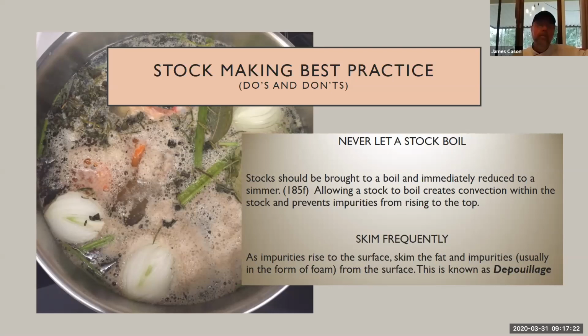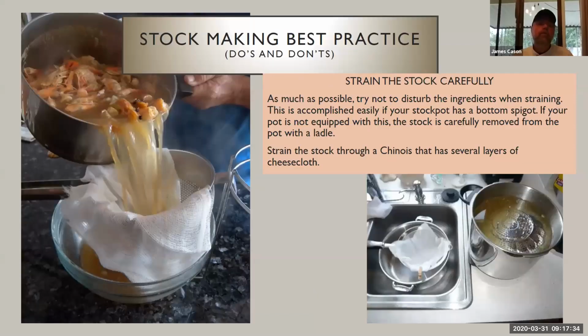The fat comes up and it's like this yellow film that goes across the top of the beef stock. Strain it carefully. So here they're straining. This is actually a shrimp stock that they're straining. I think they're going a little overboard with the straining.